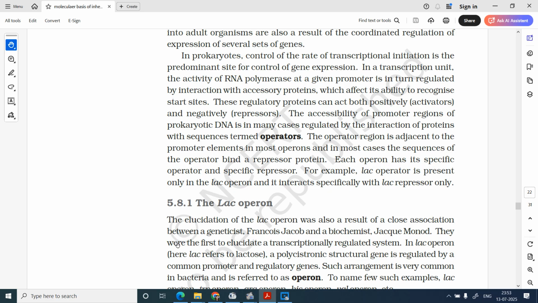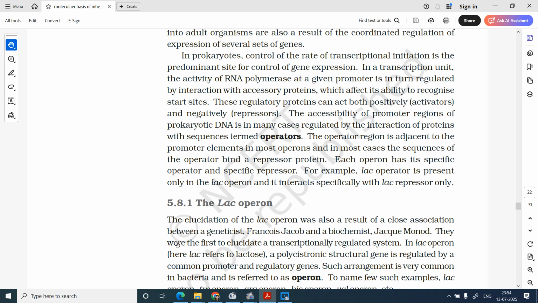These regulatory proteins can act both positively as activators and negatively as repressors. The accessibility of promoter regions of prokaryotic DNA is in many cases regulated by the interaction of proteins with sequences termed operators. The operator regions are adjacent to the promoter elements in some operons, and in most cases the sequence of the operator binds a repressor protein.